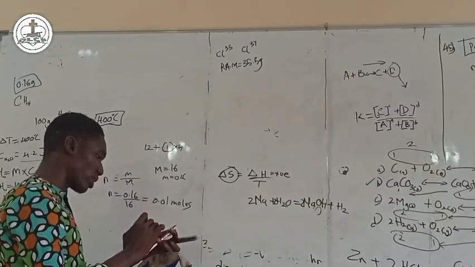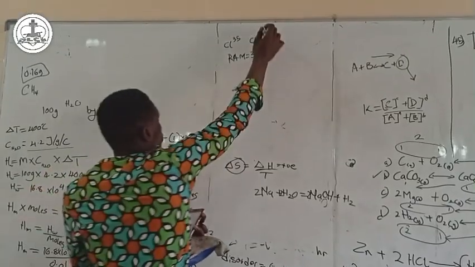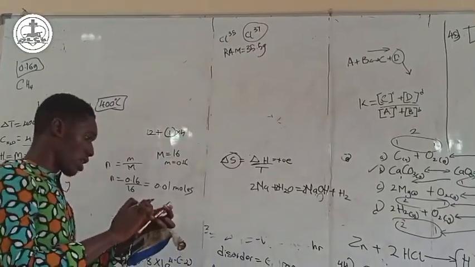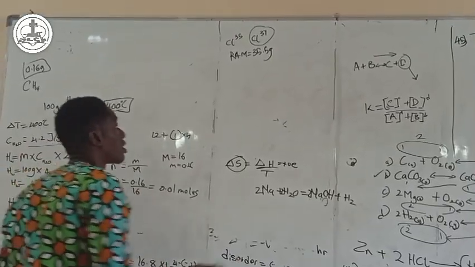So the question asks for the relative abundance of the isotope of mass 37. I want to look for the relative abundance in percentage.